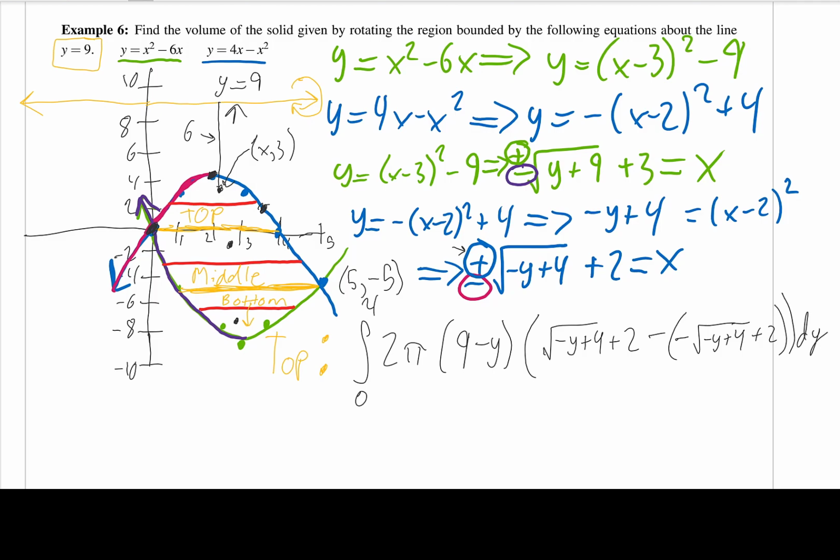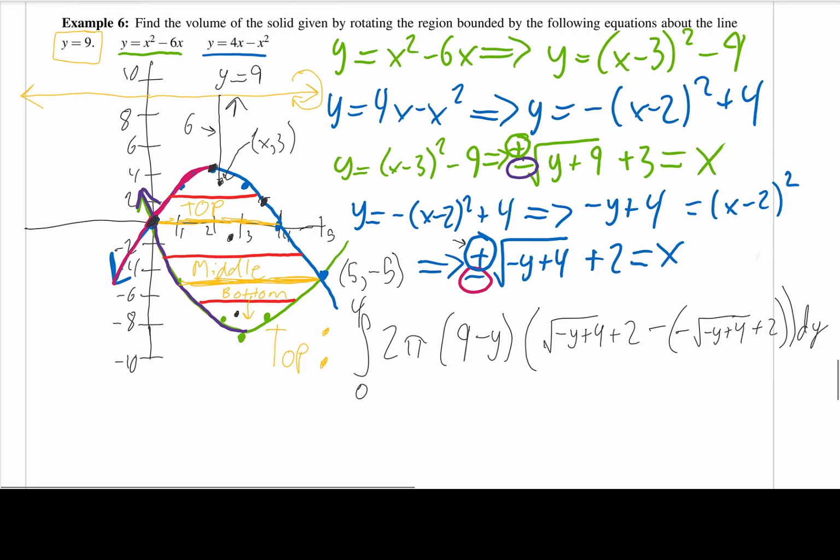dy. Now what's nice here, when you go to start trying to do this integral, let me make this a little bit nicer so that we know that it's the upper integration limit. What's nice is that this and this will combine, right? It's going to be the square root of negative y plus 4 plus the square root of negative y plus 4, which is 2 square root negative y plus 4. And then when this negative right here distributes, you'll get a 2 minus 2, so those 2's will cancel out. It's still a rough integral.